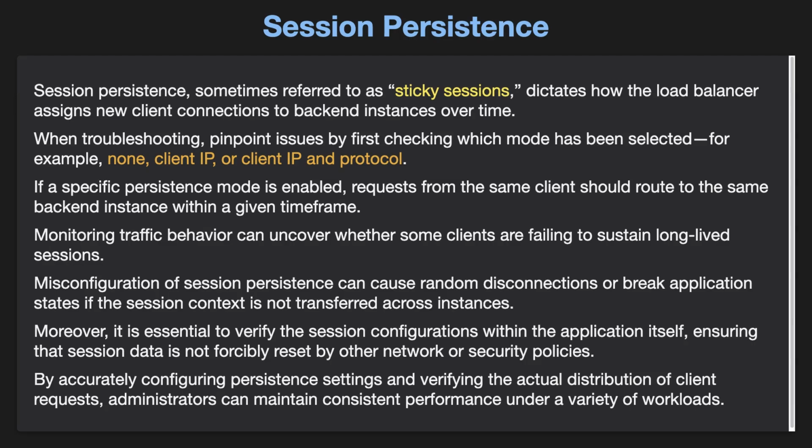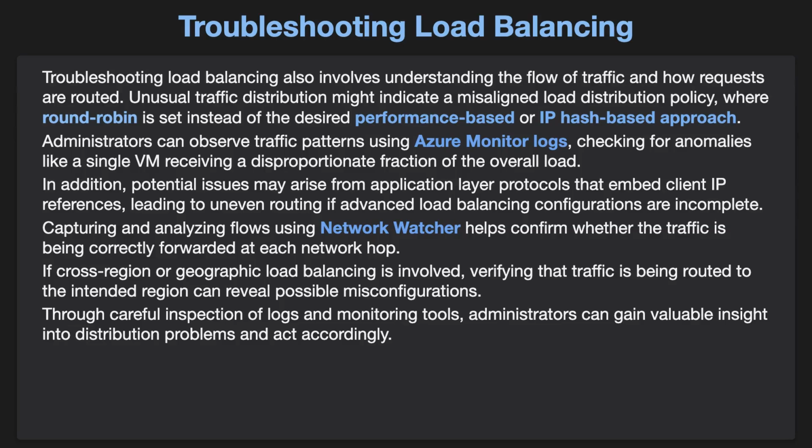Misconfiguration of session persistence can cause random disconnections or break application states if the session context is not transferred across instances. Moreover, it is essential to verify the session configurations within the application itself, ensuring that session data is not forcibly reset by other network or security policies. By accurately configuring persistence settings and verifying the actual distribution of client requests, administrators can maintain consistent performance under a variety of workloads. Troubleshooting load balancing also involves understanding the flow of traffic and how requests are routed.